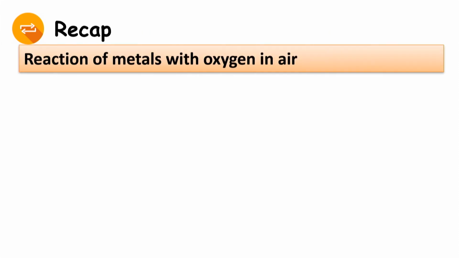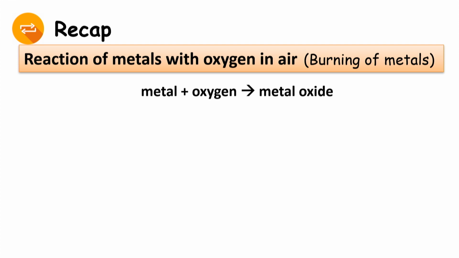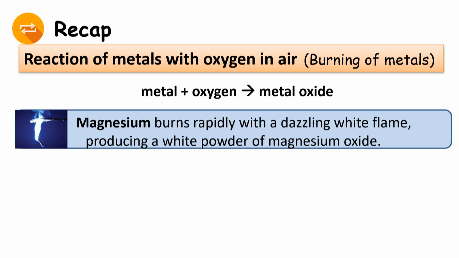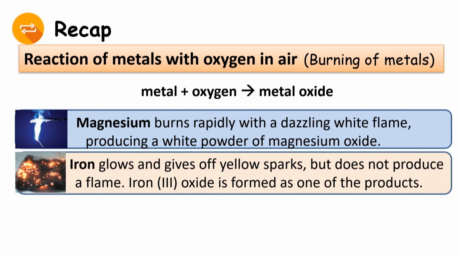Let's have a quick recap. Today, we have seen the reaction of metals with oxygen in air, that is, burning of metals. When a metal burns in air, it reacts with oxygen, producing a metal oxide. Magnesium burns rapidly with a dazzling white flame, producing a white powder of magnesium oxide. Iron glows and gives off yellow sparks, but does not produce a flame. Iron(III) oxide is formed as one of the products.